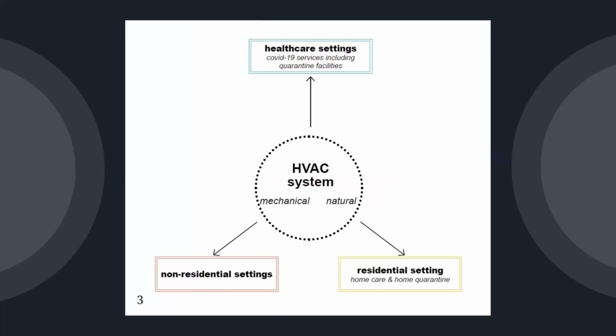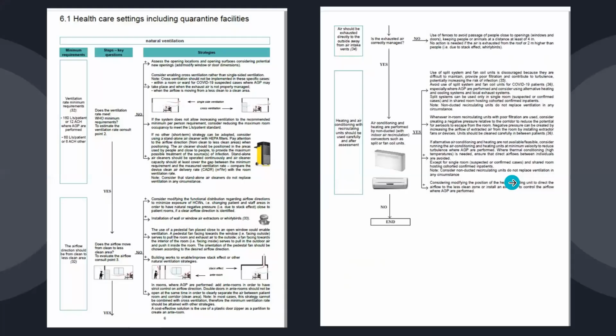So this is the roadmap, a pictorial representation of the roadmap of heating, ventilation, and air conditioning systems divided into mechanical and natural, and the three settings: the healthcare setting, non-residential settings, and residential settings. So this is the roadmap for healthcare settings for natural ventilation. The step key question is, does the ventilation rate meet the WHO minimum requirements? The minimum requirements are 160 liters per second per patient.